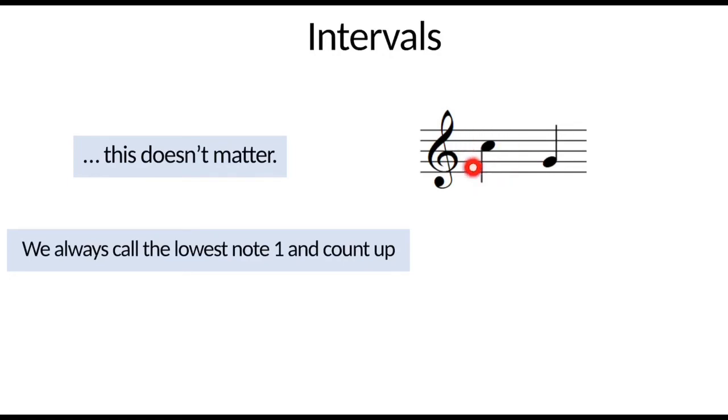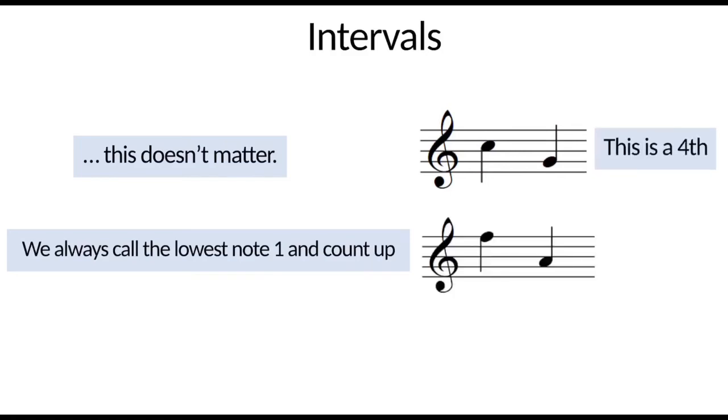Here's the other note. That's a C. So we're going to count, calling G number one, we're going to count up until we reach C. So G's 1, A's 2, B's 3, and C's 4. So that's making that interval a fourth.